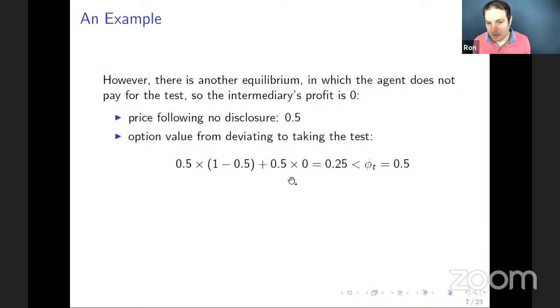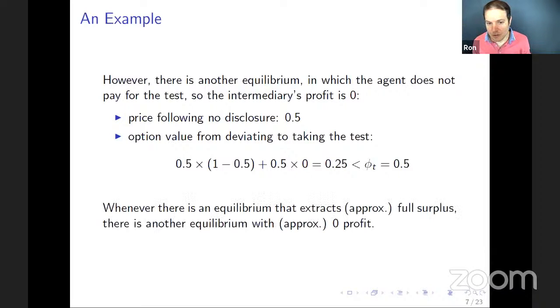Now you might say this is some special feature of this example. We have a result that says, in fact, in the general model with general distributions of valuations and general tests and so on and so forth, if you have a test fee structure and an equilibrium in that test fee structure where the entire surplus, or approximately the entire surplus, is extracted by the intermediary, then there will be another equilibrium with almost 0 profit. Okay, so this is a general problem that the intermediary is facing.